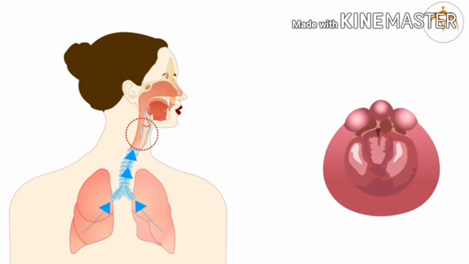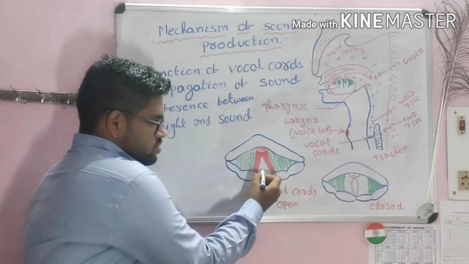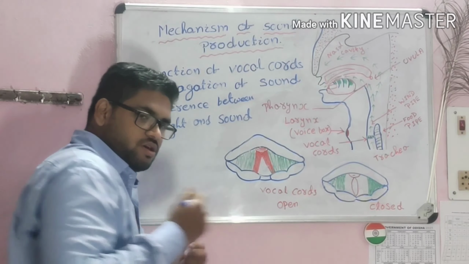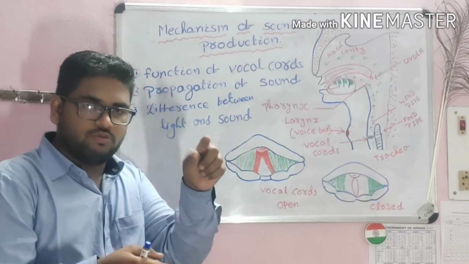This is the reason behind the picture. You can see that the vocal cord is open. This is the opening through which air can pass. As the air passes, the vocal cord will start vibrating, each side vibrating.